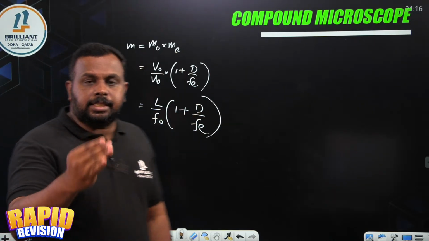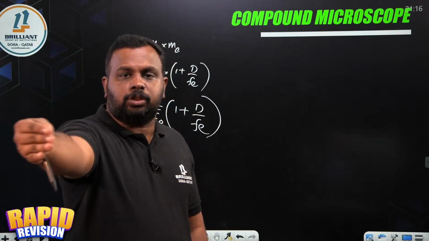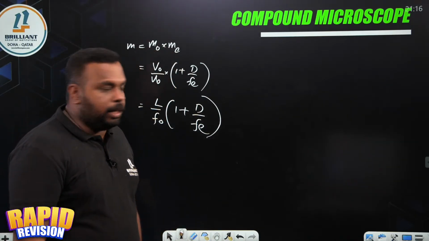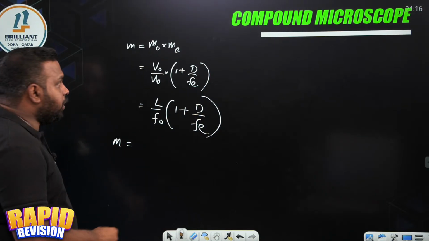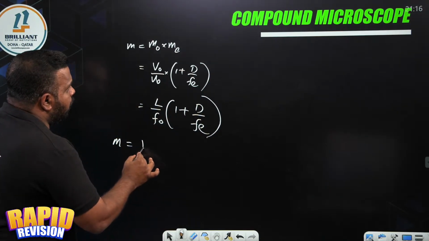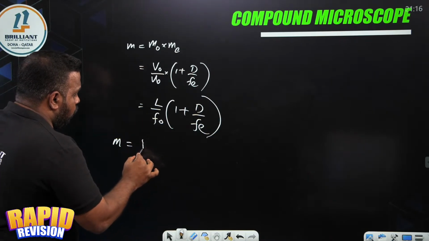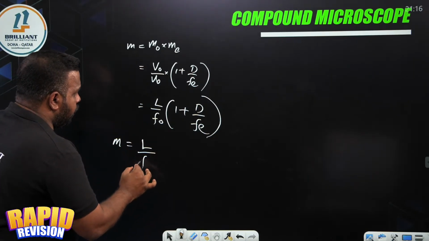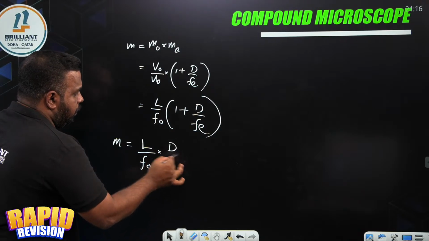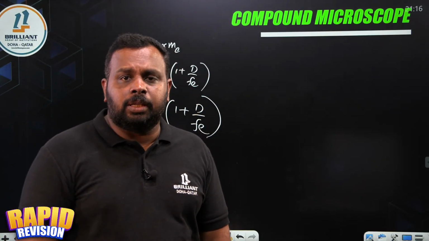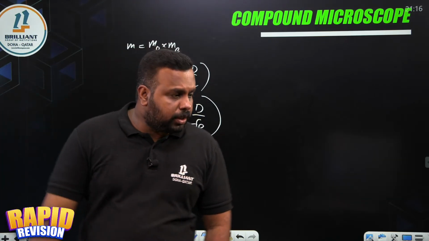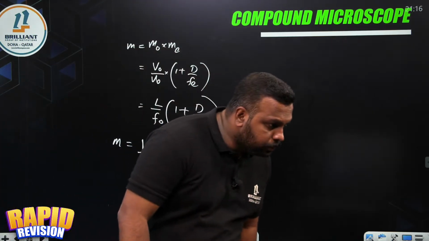What is L? L is the distance between the second focus of the objective to the first focus of the eyepiece. And in the other case, that means if the image is formed at infinity, in the same way, VO by UO into D by FE, or we can write it as L by FO into D by FE. And all magnifications are negative. That also you have to consider because we are getting inverted images.